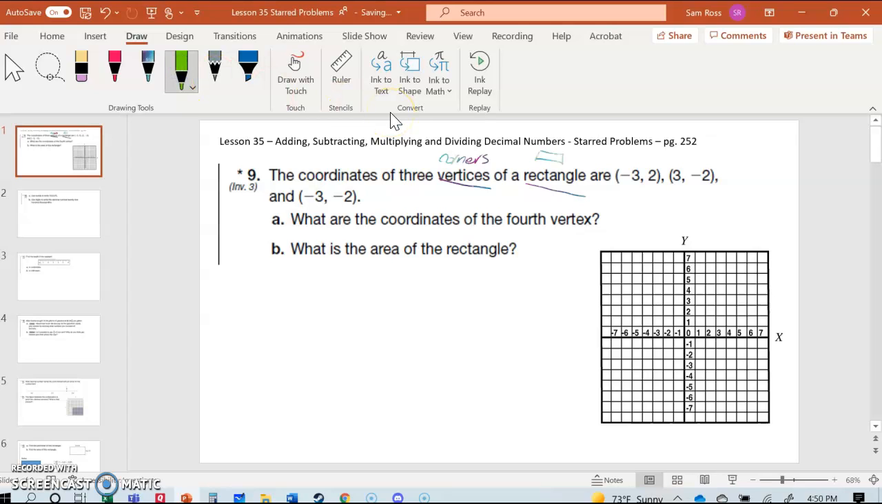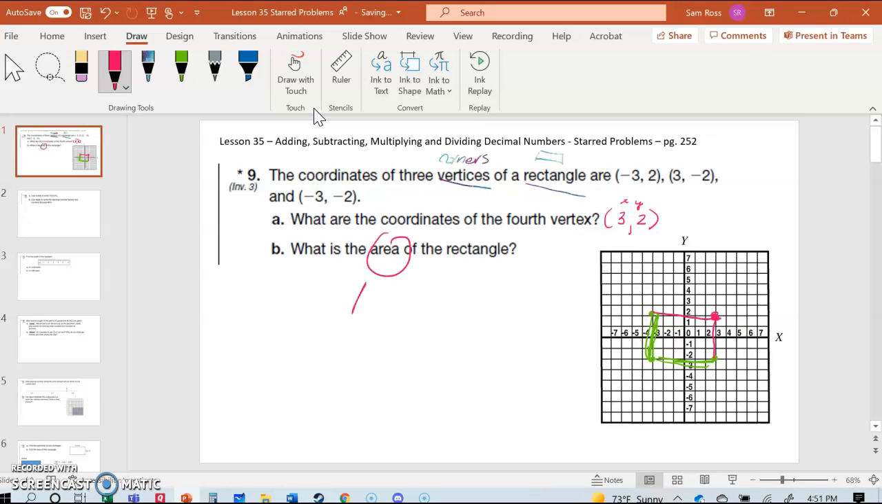So let's plot this. -3 in the x and 2 in the y, +3 and -2, okay? And then -3, -2. So we have this. If I could draw a straight line, that would be a miracle. Here we go. Okay. And then I know that my fourth vertex is here. There's a semi-straight line, and that's a possible rectangle. So this is my fourth vertex, so that's 3, 2. This is my x and my y.